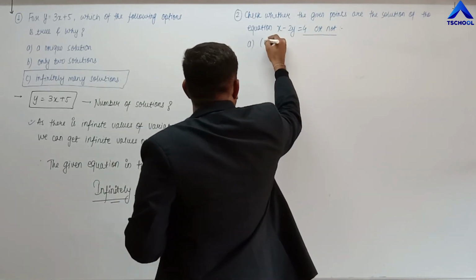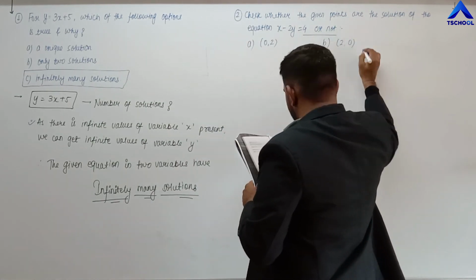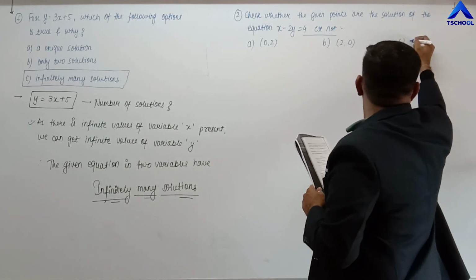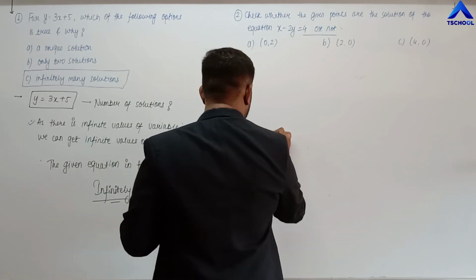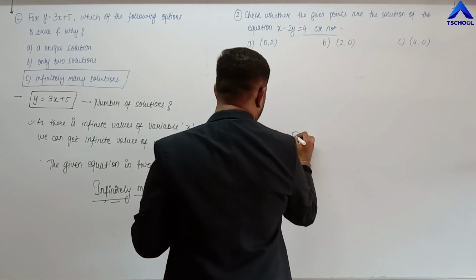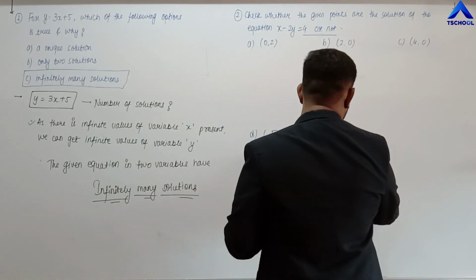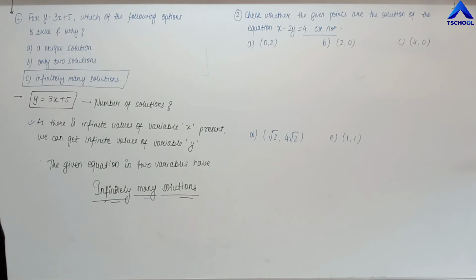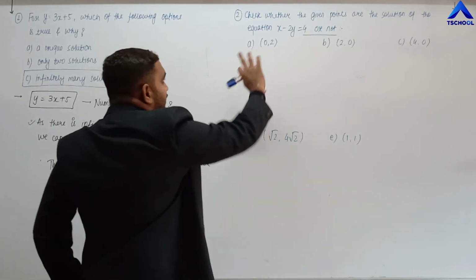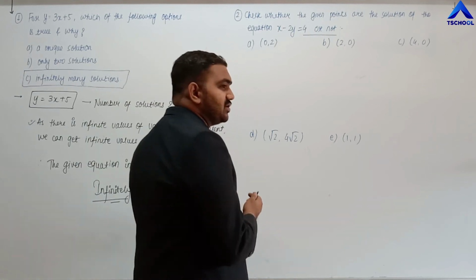The first one is (0, 2). The second one is (2, 0). The third one is (4, 0). The fourth one is (√2, 4√2). And the fifth one is (1, 1). So these are the 5 ordered pairs given to us, and we need to check which of these 5 are solutions of the given equation, yes or no. So how we can find out the solution is we simply verify.